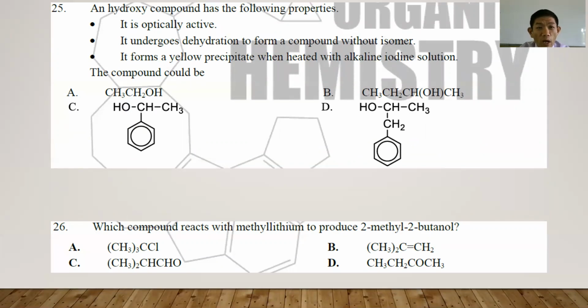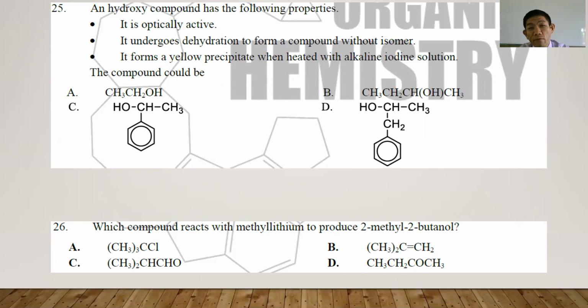Okay, so B can undergo dehydration, C can also undergo dehydration, D can also undergo dehydration. But the question said without isomer. So without isomer, even stereoisomerism cannot be considered. But in here, it seems that D can produce this stereoisomer. That is why D is already out for our choice.